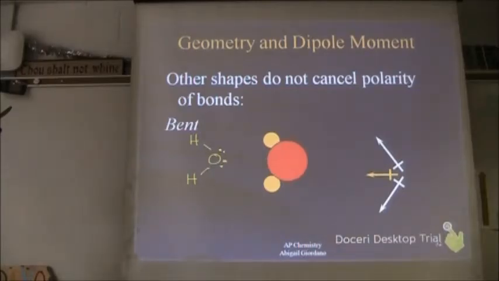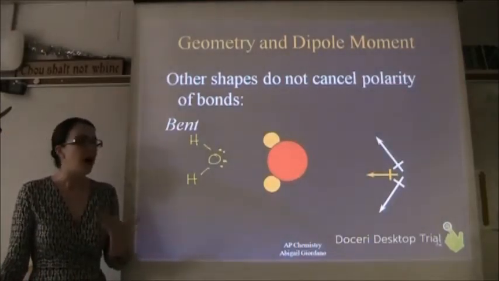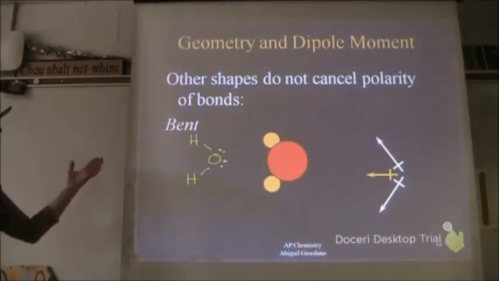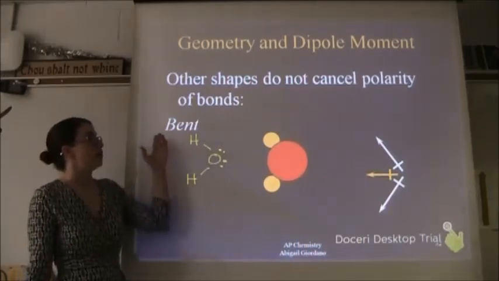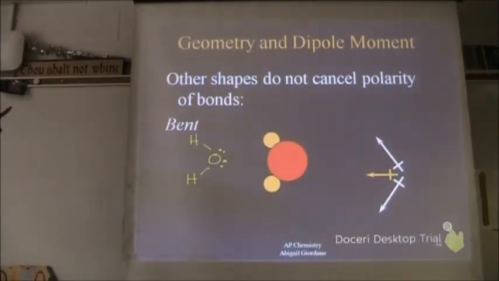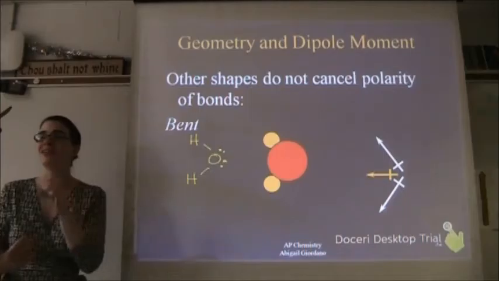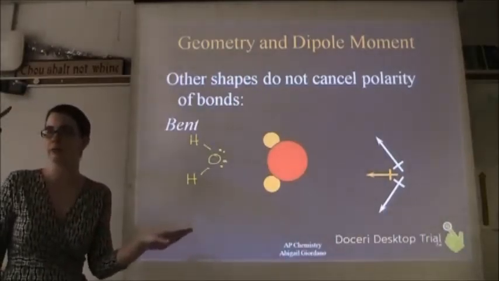If you ever had to explain, using AP Chem terms, why water is polar, your explanation would be very similar. You would say it contains polar bonds, and bent is a shape that does not cancel the polarity of those bonds. It's almost the same phrasing, except just put the word not in there. Bent is a shape that does not cancel out the polarity of bonds. So bent molecules, always polar, no matter what.